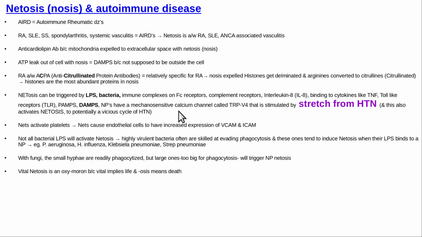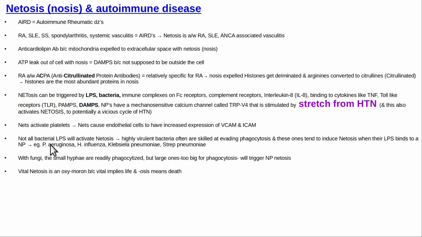That's all bad. The NETs can activate platelets, making the blood more prothrombotic. It can activate endothelial cells, having them express VCAM and ICAM. VCAM is vascular cell adhesion molecule. ICAM is, I forget the name, I think it's intercellular adhesion molecule, something like that.